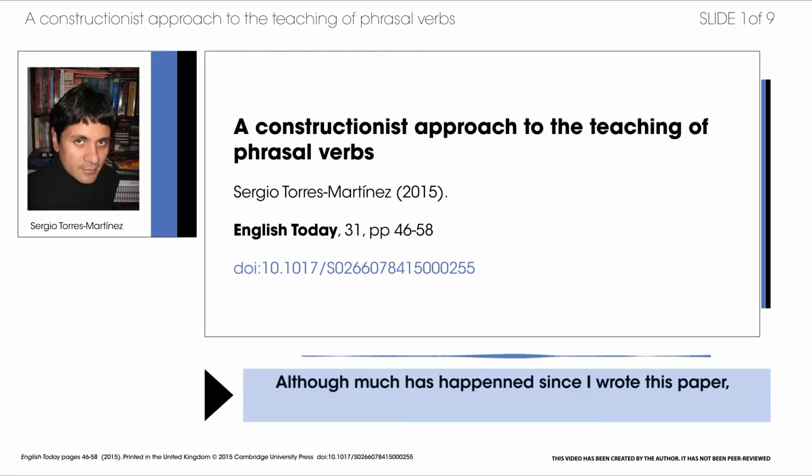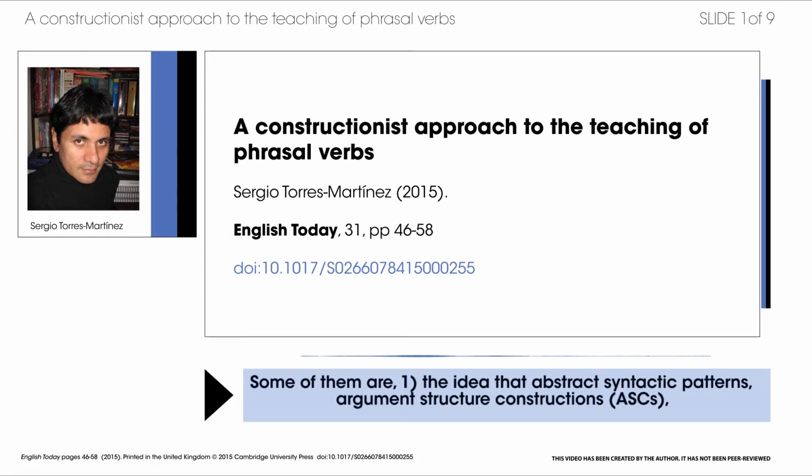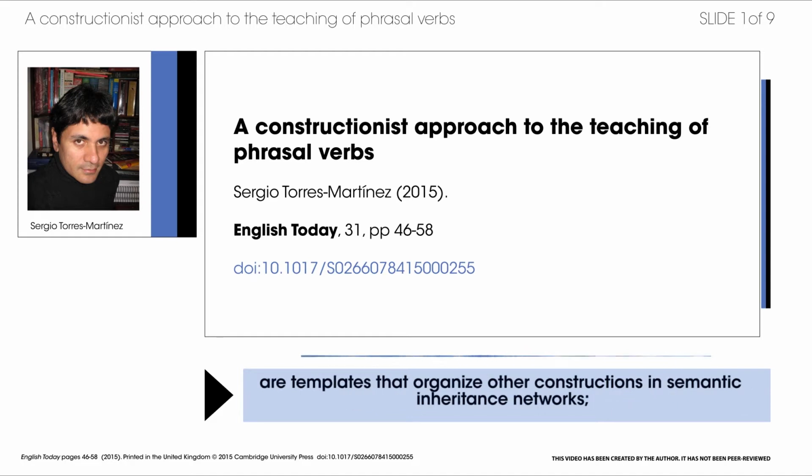Although much has happened since I wrote this paper, the key concepts of my theory of constructions are already there. Some of them are the idea that abstract syntactic patterns, argument structure constructions, are templates that organize other constructions in semantic inheritance networks. That the meaning of specific verbs usually overlap the meaning of ASCs.